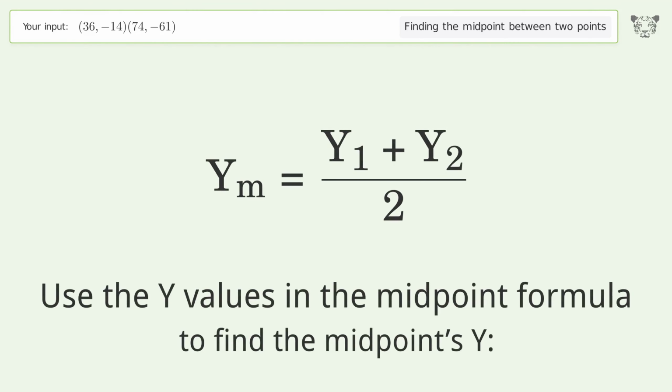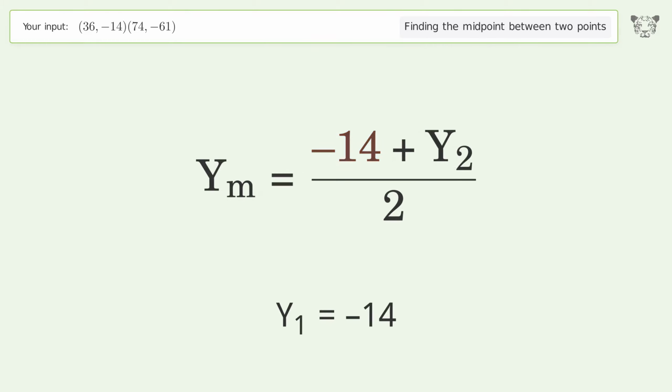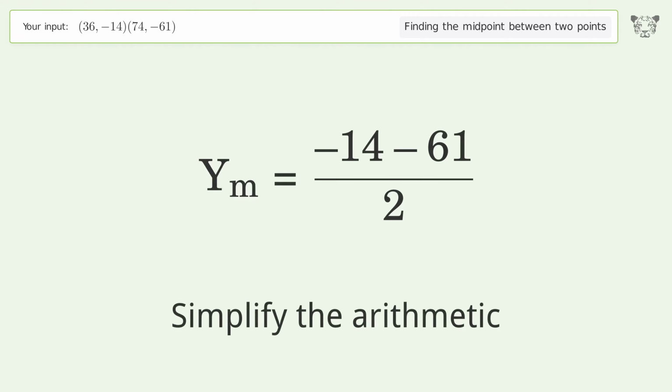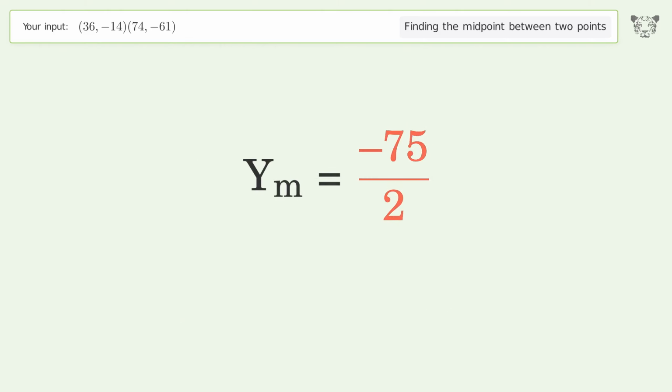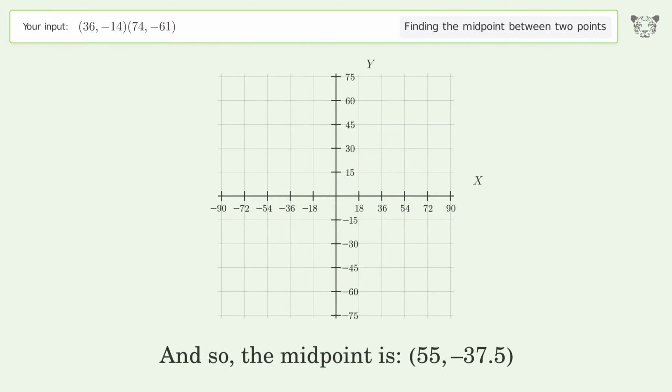Use the y values in the midpoint formula to find the midpoint's y. y1 equals negative 14. y2 equals negative 61. Simplify the arithmetic. And so, the midpoint is 55, negative 37.5.